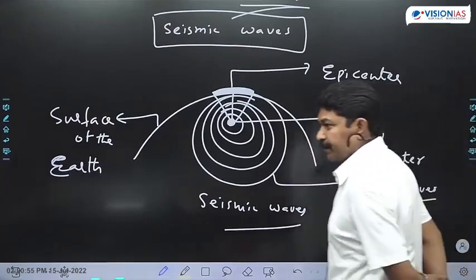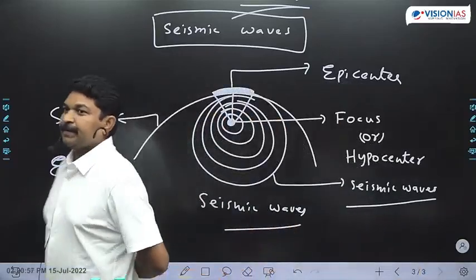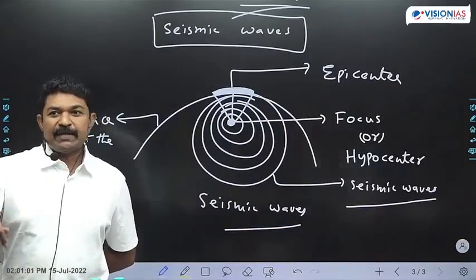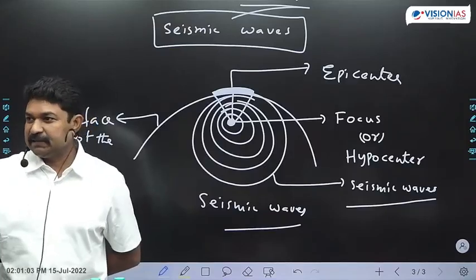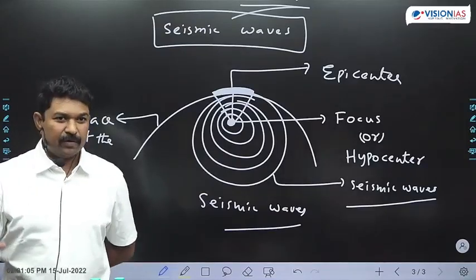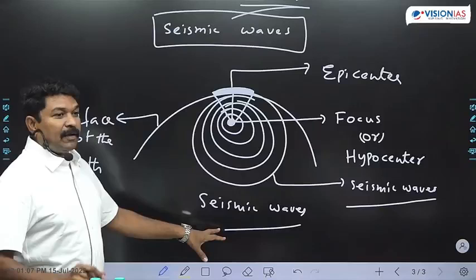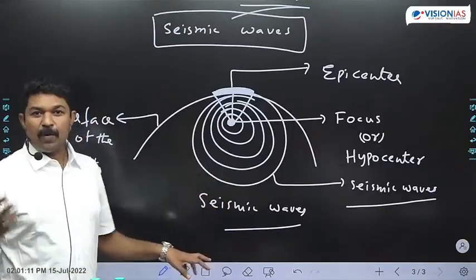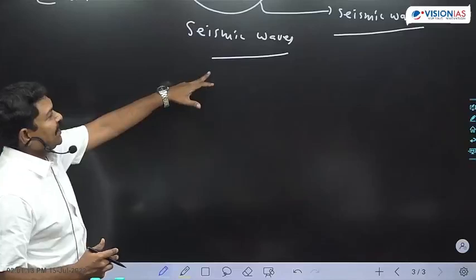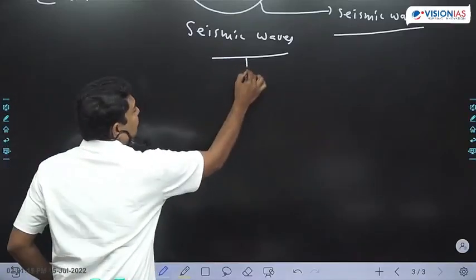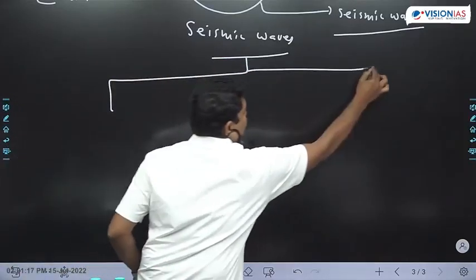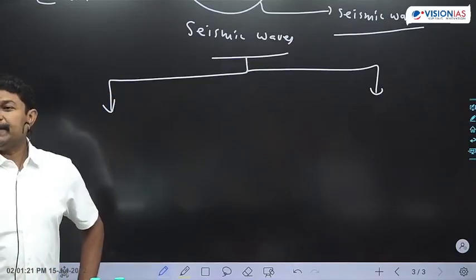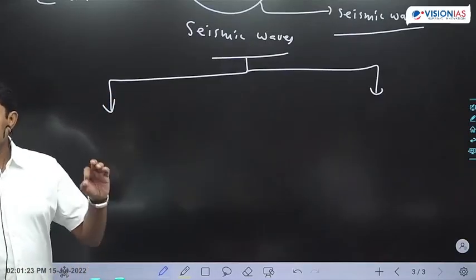Is it okay? Now, come on. What is our target? The target is how these seismic waves are giving the information regarding the Earth's interior. That is what we want to know. For that, what you need to know is how many types of seismic waves there are. Let us talk more about the seismic waves. Seismic waves are classified into two types. What are the two types of seismic waves?